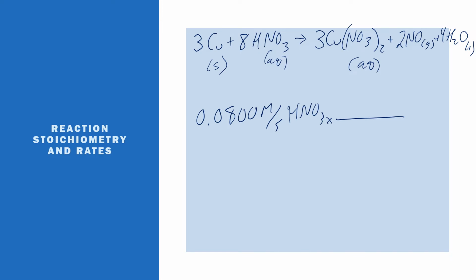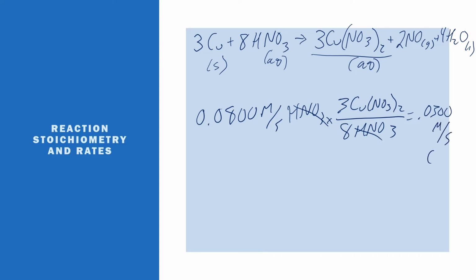Now, let's say, for example, we want to find the rate of appearance for the copper 2 nitrate here. So you would use the balanced equation. So we have the 3 Cu(NO3)2 for every 8 HNO3. And then you would multiply and divide, and you get the rate there is 0.0300 molarity per second for the copper 2 nitrate. And that is the rate of appearance because it's a product. So anytime you have rates, you can just use the coefficients.